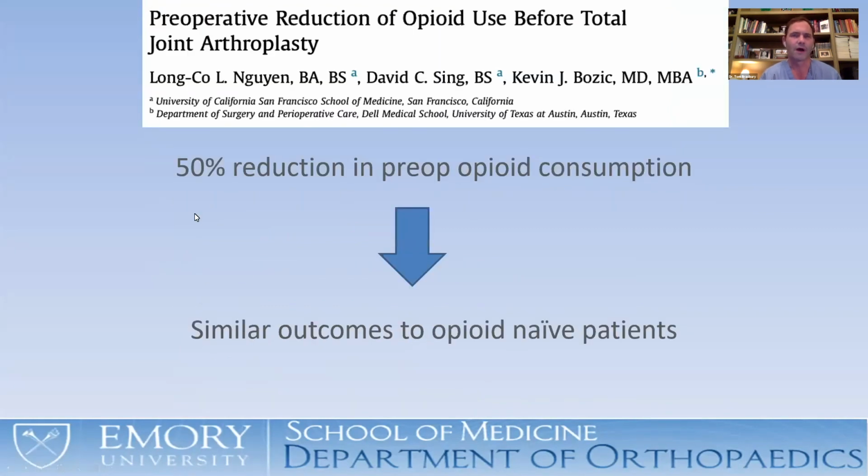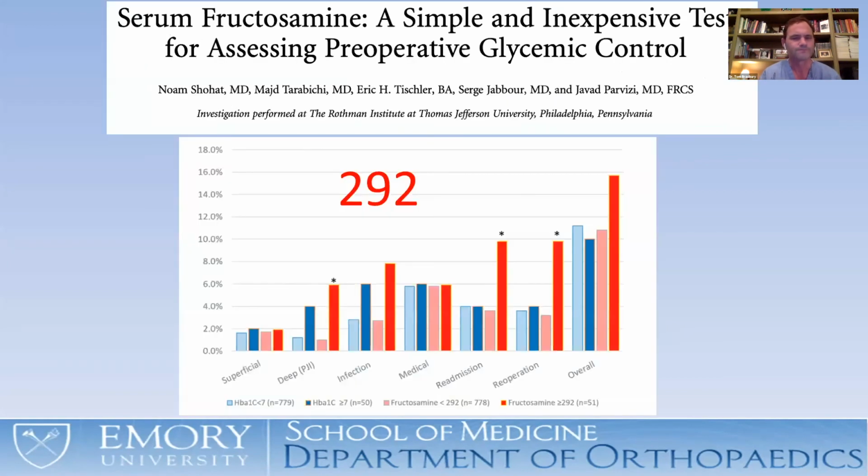And so if you're able to get a patient to reduce their preoperative opioid requirements by 50%, those patients will typically have similar outcomes to opioid naive patients. And so it's pretty simple. You put them on a tapering protocol and you say, when you get down to 50% of what you were taking before, we'll move forward. It makes them focus on that issue.